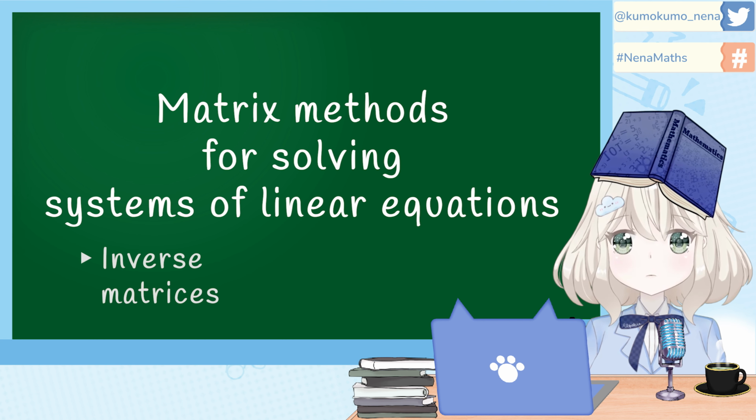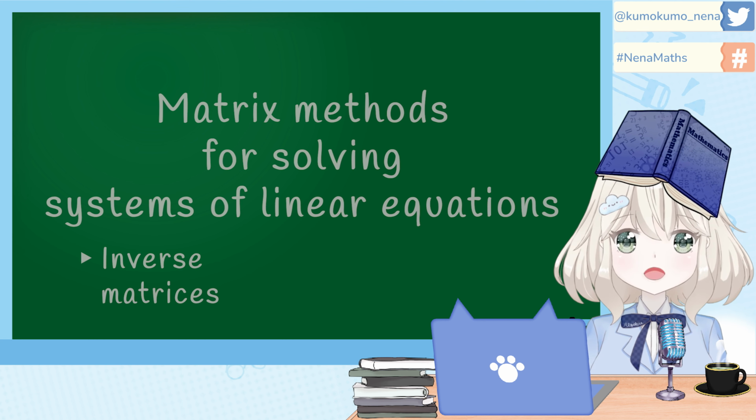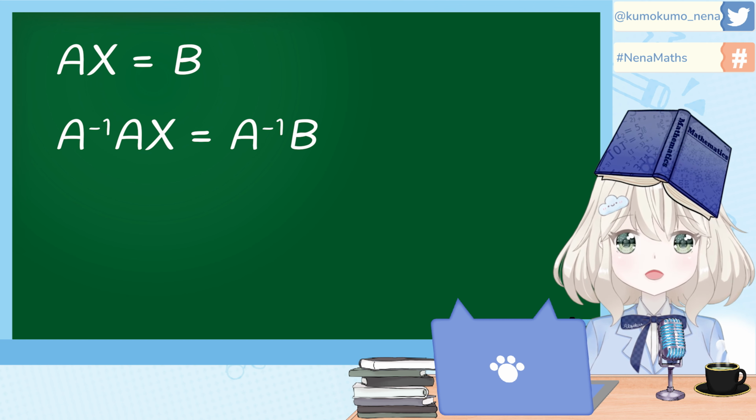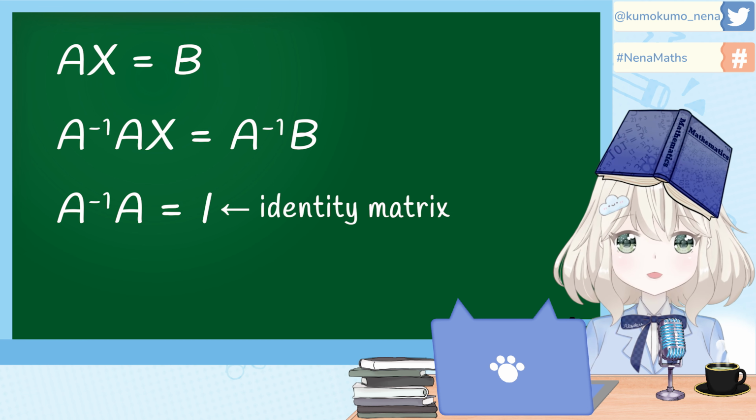For the first one, we will use inverse matrices. If we have AX equals B, we can multiply both sides by A inverse and get A inverse AX equals A inverse B. A inverse A gives us the identity matrix I. So, X is A inverse B.